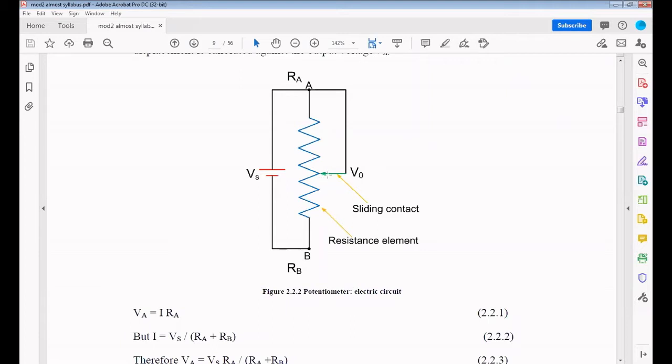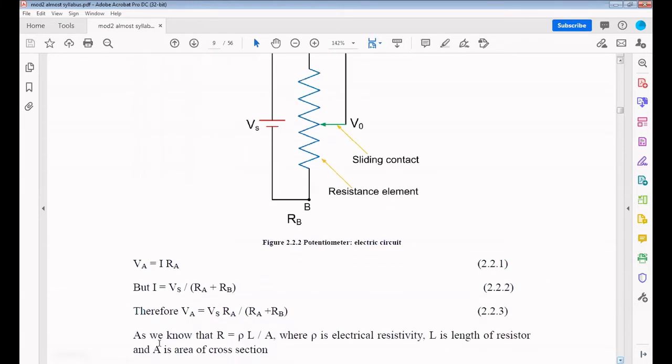Suppose for example this sliding contact is nearer to A, so it means less than half of the total resistance. So we can find out the voltage at point A. At a particular point, VA is equal to supply voltage into individual resistance by total resistance. For example, if we need the voltage at B, we can take VB is equal to Vs into RB, where RB is the individual resistance, by the total resistance RA plus RB.